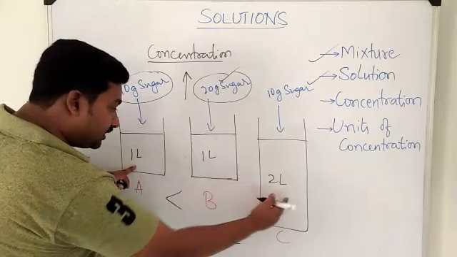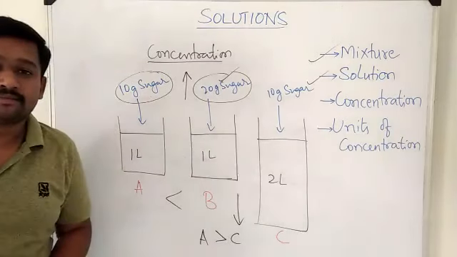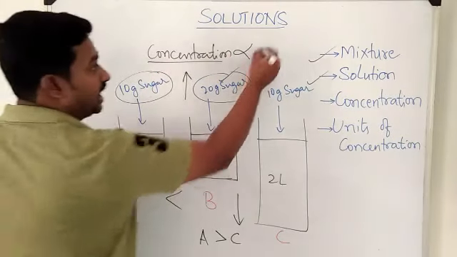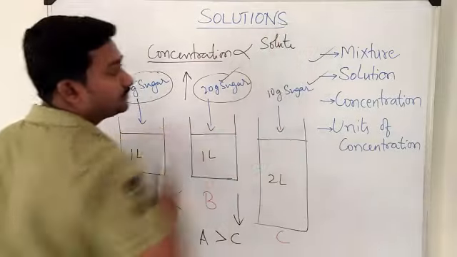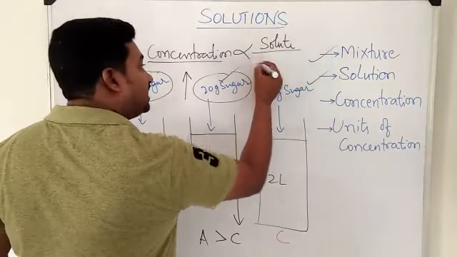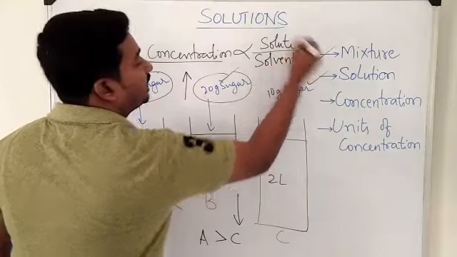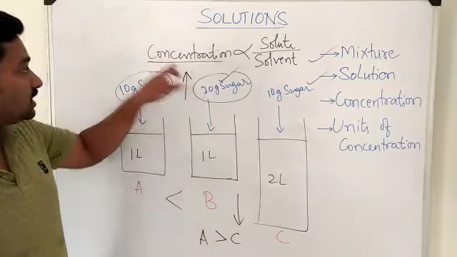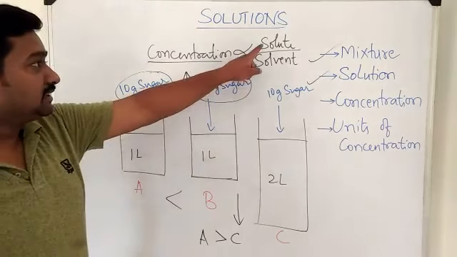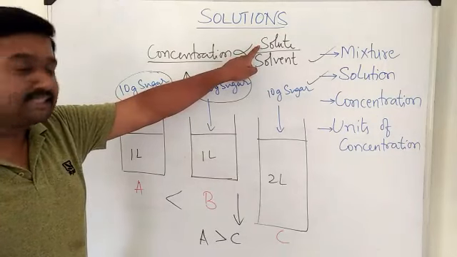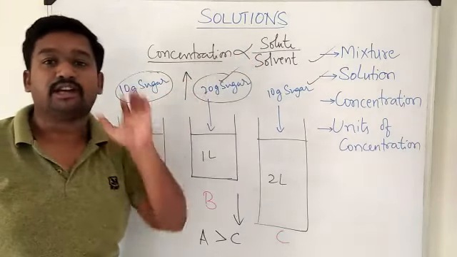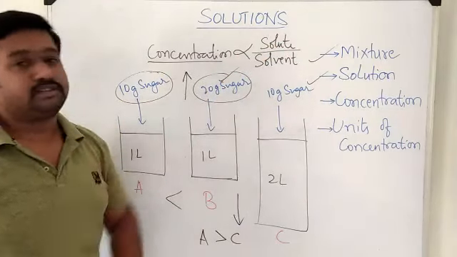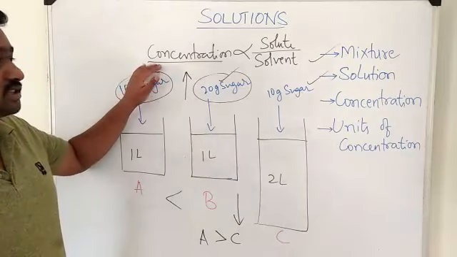But when the solvent is increased, the concentration decreased. That means concentration is directly depending upon the amount of solute that we have taken, and it is inversely depending upon the amount of solvent that we have taken. So, can we say the definition like this? What is concentration of a solution? It is the amount of solute present in the given volume of a solvent. The amount of solute present in the given volume of a solvent is called concentration of a solution.